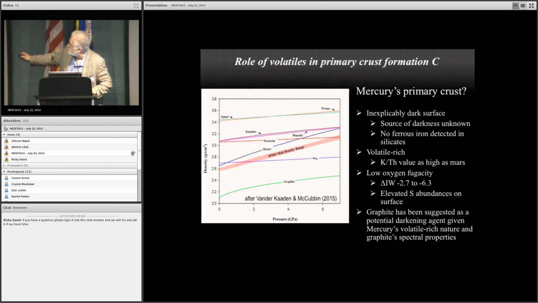And you see here in this diagram, one has pressure plotted against density, and that in a lunar magma ocean with this sort of density over a wide range of pressures, the graphite, which should be stable at these fO2s, and this volatile-rich system, should float and partially form a crust.